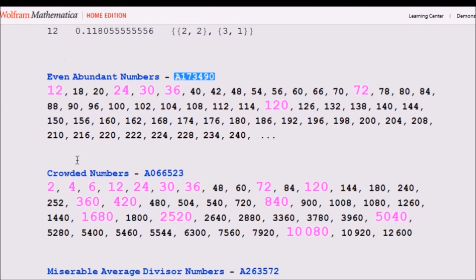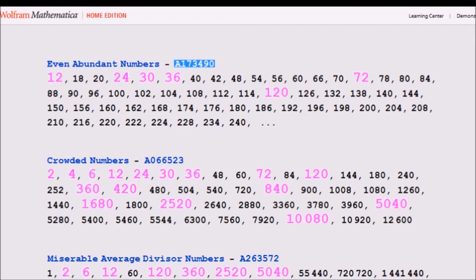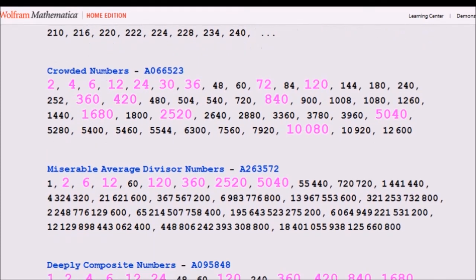So the ones in these are all the even abundant numbers, and the ones that are pink and bold are the ones that are also residue-smooth or residue-abundant, whatever we want to call them. Okay. The crowded numbers, sequence A066523, and we can see that 5040 and 10080 are in our list, and these are the ones that are in common with the crowded numbers.